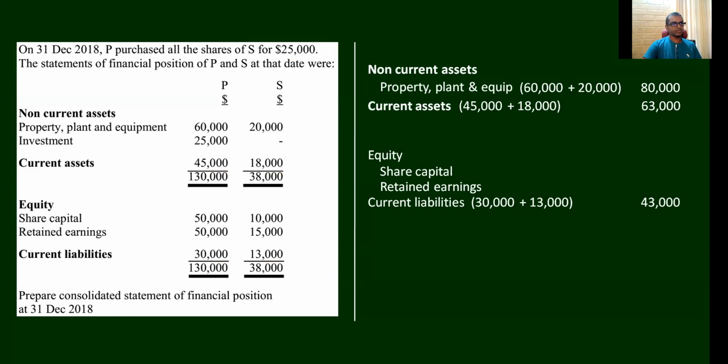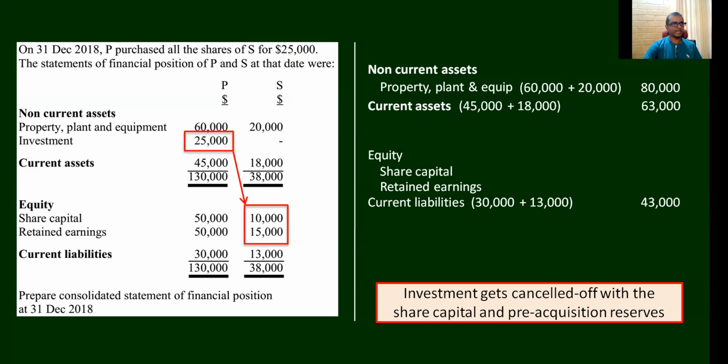And again, we are moving on to this 25,000 you paid and acquired 25,000 worth of assets. Now, when P is there and S is there, P acquires S, they become a group. So P paid 25,000, company S had 25,000 worth of equity. When they become a group, this investment and the value gets cancelled off. Now they are a group. That's why you can't see the investment value in the consolidated statement of financial position.